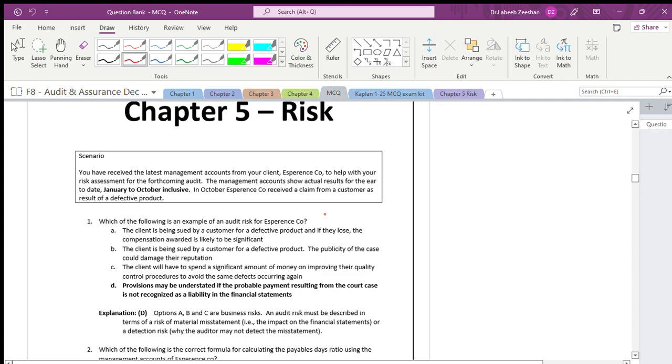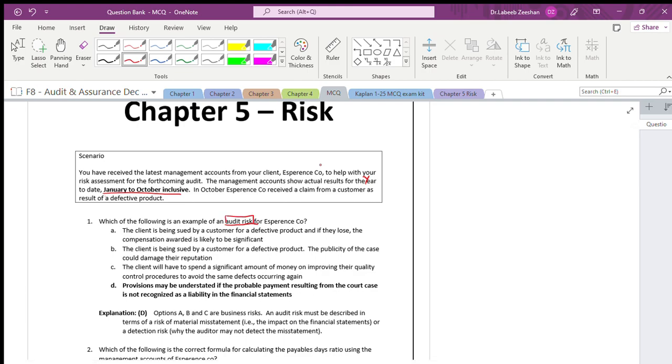The management accounts show actual results for the year to date. So it is year to date, January to October inclusive, very specifically. In October, Experience received a claim from a customer as a result of a defective product. Fine. Good. What it says: which of the following is an example of an audit risk? Which one is the audit risk?